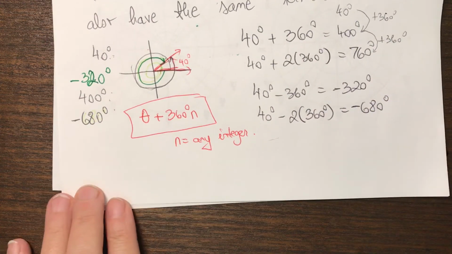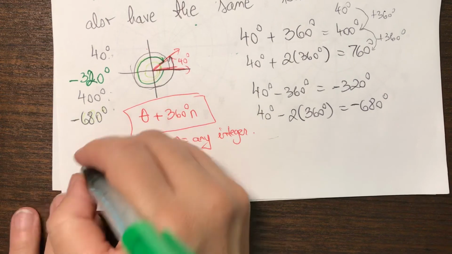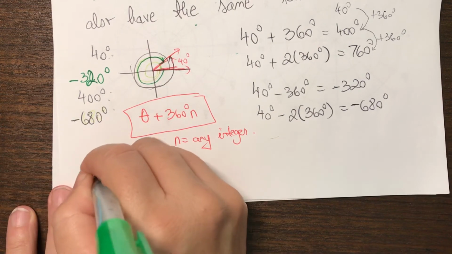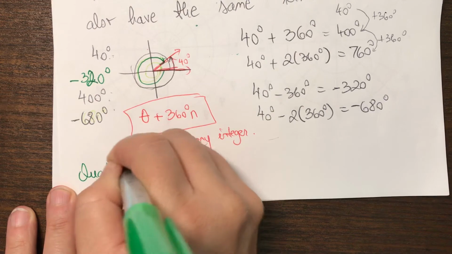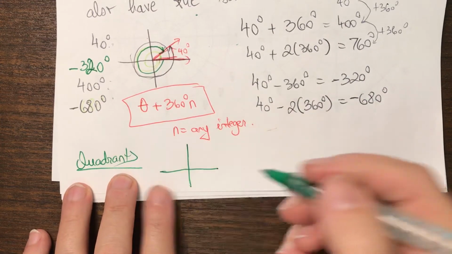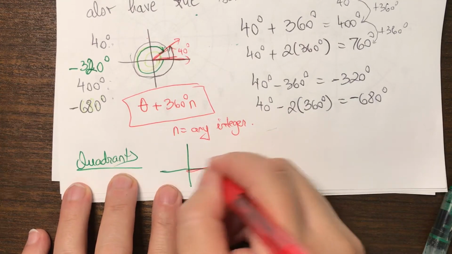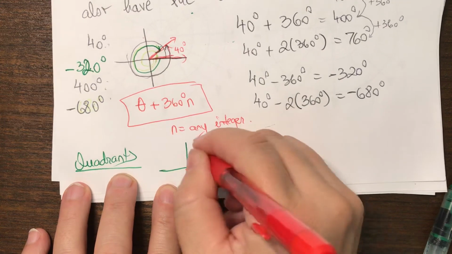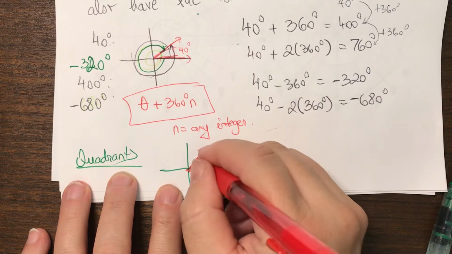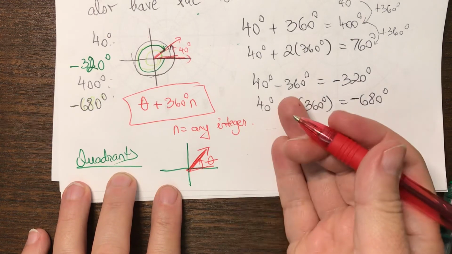Now, we have names. Also, it's important for us to know what quadrant an angle terminates in. So I'm going to squeeze this down here. Quadrants. So depends on what quadrant an angle terminates in, we say this angle is in this quadrant. So if the terminal side is in quadrant 1, we say this angle is in quadrant 1.